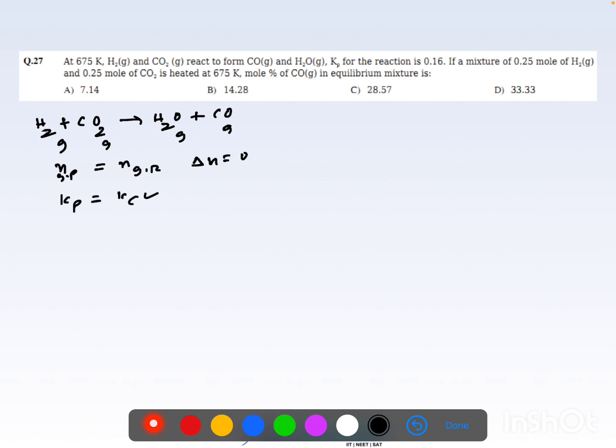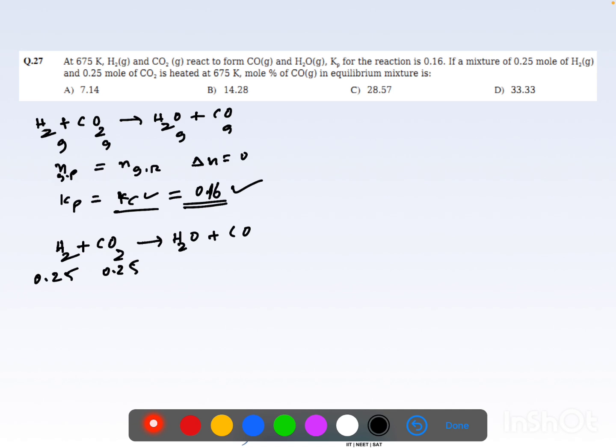Okay, so here the Kp is given 0.16. So the Kc value will also be 0.16. Okay, so again the question is if 0.25 moles is taken. So if H2 plus CO2, again I am writing this as H2O plus CO. So if 0.25 moles each of H2 and CO2 is taken, then what will be the mole percentage of CO? So this is the question.